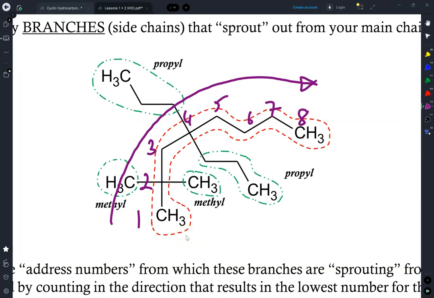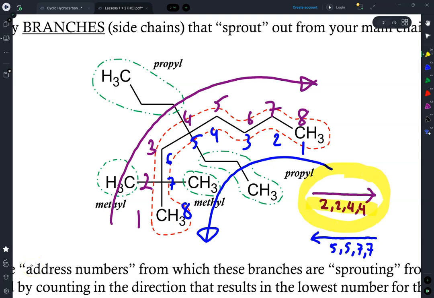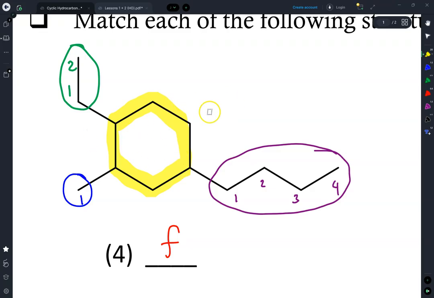In our previous examples with straight-chain hydrocarbons, we could either choose left to right, 1, 2, 3, 4, 5, 6, 7, 8. Or we could count from right to left, 1, 2, 3, 4, 5, 6, 7, 8. And then you would choose the counting direction that had the lowest address numbers for your branches according to the rule of first difference. But with a ring structure, there is no natural beginning, there is no natural end. I can start here and count in a clockwise direction, or I can start here and do a counterclockwise direction. Or I can start here and go counterclockwise or clockwise.